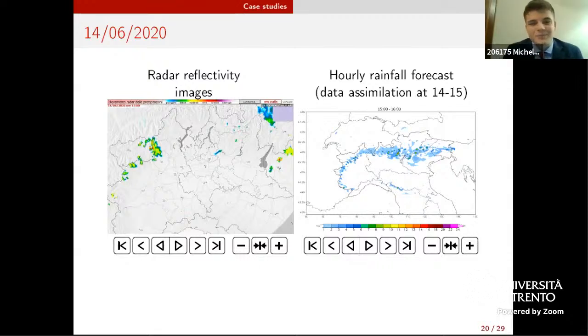Yes, the hour, it depends on the events. I think it's not easy to understand when. I mean, there is not a general rule to understand when you can start to assimilate data for improving the event.